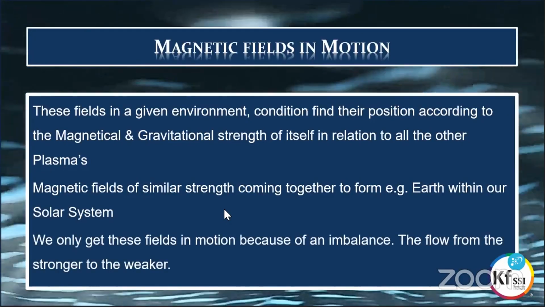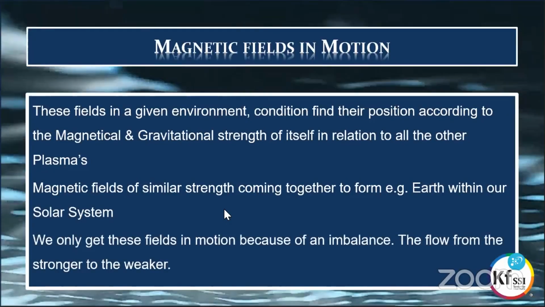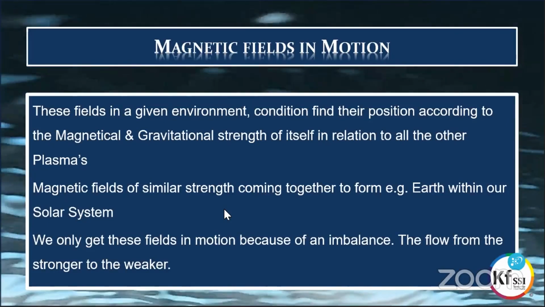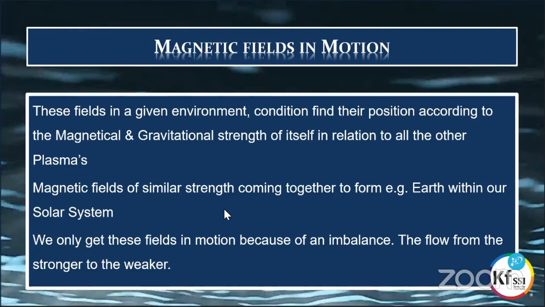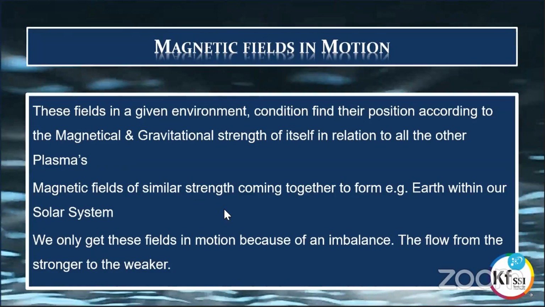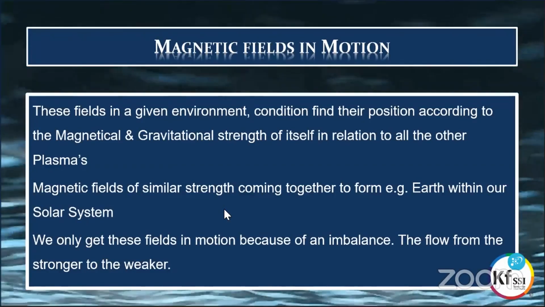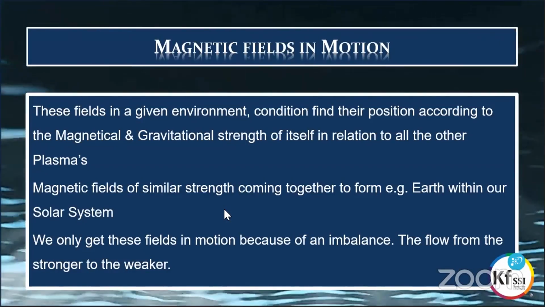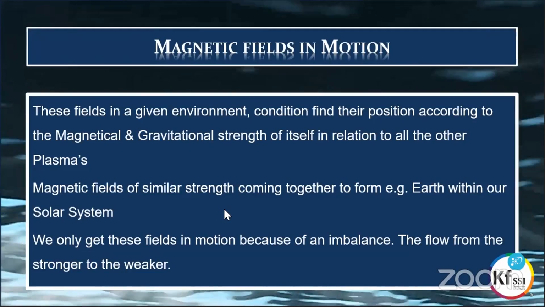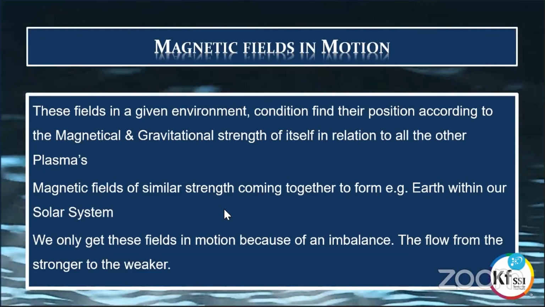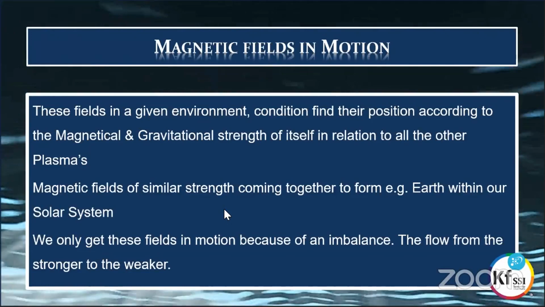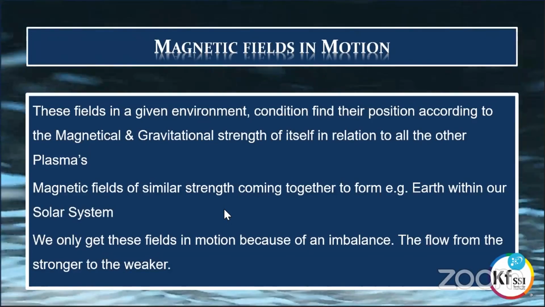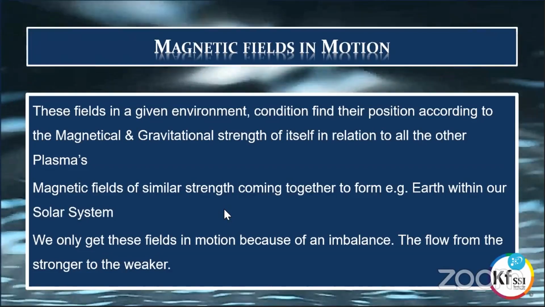So, magnetic fields in motion. These magnetic fields in a given environment or condition find their position according to the magnetic and gravitational strength of itself in relation to all the other plasmas. So what we're saying there is that it has to find its position, not independently of itself, but in relation to all the other plasmas around it. So everything around it will affect it as well.